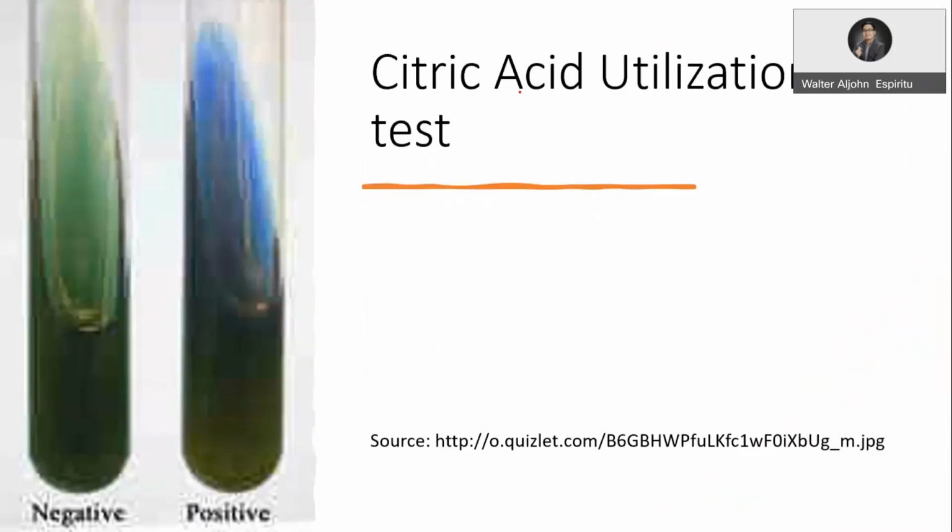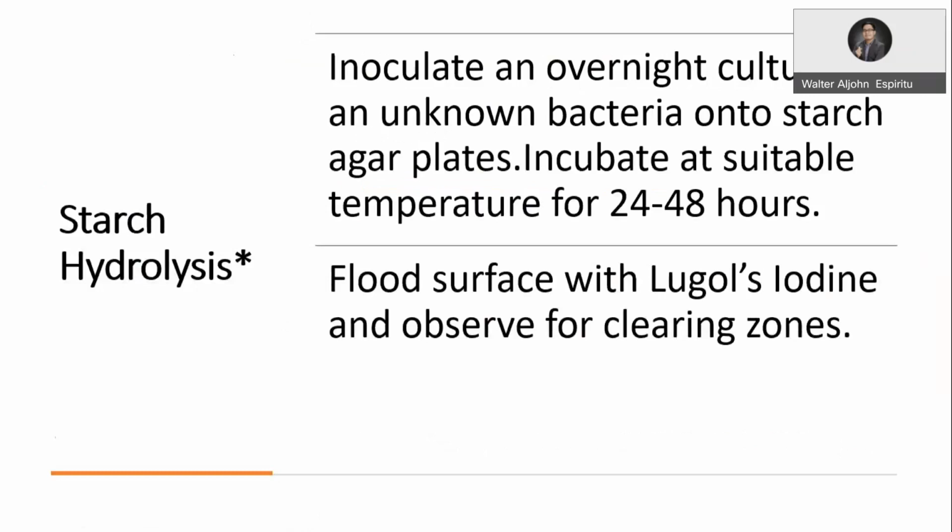So this is what it looks like. That's Simmons citrate slant or agar. It looks green, but if the microbe is able to use the citrate, it will change the color of the indicator from green to blue. So it's a positive result for the citrate utilization. And we also have the Simmons citrate, so therefore you can perform this.